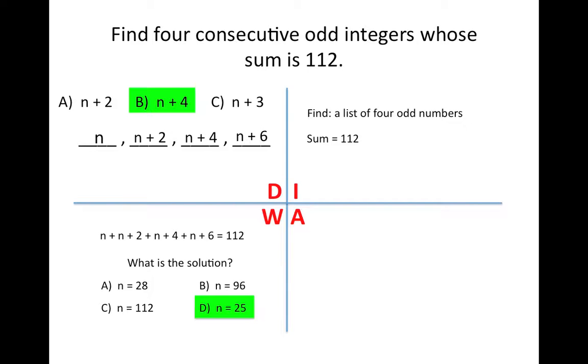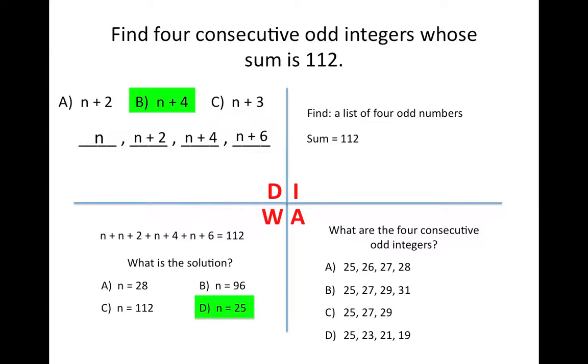Now we just need to answer the question. What are the 4 consecutive odd integers going to be? n was 25, and the rest are the next 3 odd integers. So the answer is 25, 27, 29, and 31. It would be a great idea at this point to grab a calculator and make sure that those 4 numbers do indeed add up to 112.